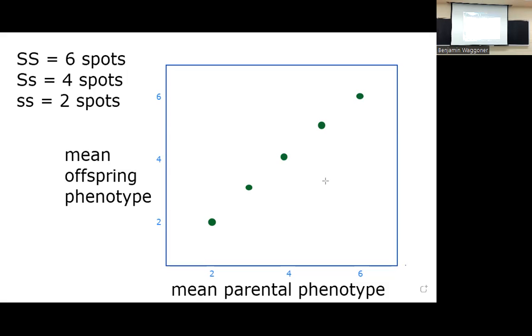For every cross you can make, the mean parental phenotype and the mean offspring phenotype are always going to fall along this line. Okay, I didn't draw it perfectly straight, but you can see it. And the line, of course, fits the equation y equals x. And then, of course, the slope of the line is equal to exactly 1.